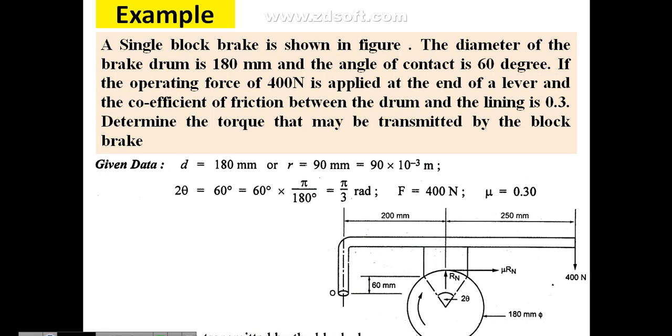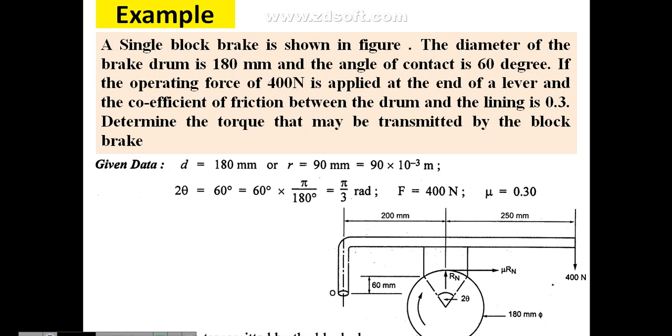And coming to theta, 2 theta equals 60 degrees. So you convert 60 degrees into radians. So 60 into pi by 180. By multiplying by pi by 180, you get the value of 2 theta in radians. So pi by 3 radians is the answer. Then F, the force that we are applying at the end of the lever, is 400 Newton. Then the final data is mu equal to 0.3, that is the actual coefficient of friction, 0.3.